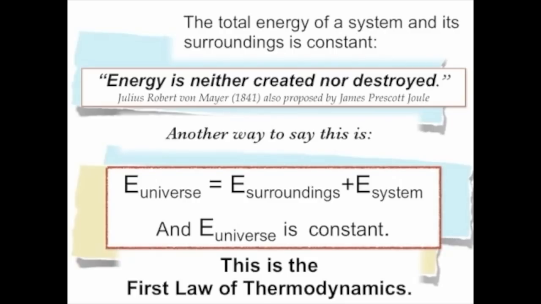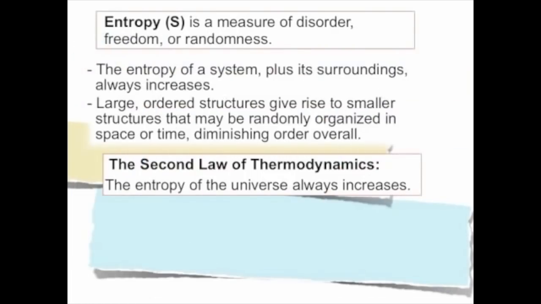And another way to say this is, considering that E means energy, the energy of the universe is equal to the energy of the surroundings plus the energy of the system. And the energy of the universe is constant. This is the first law of thermodynamics. The second law of thermodynamics says that the entropy of the universe always increases.